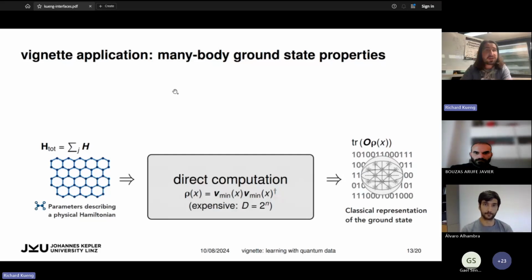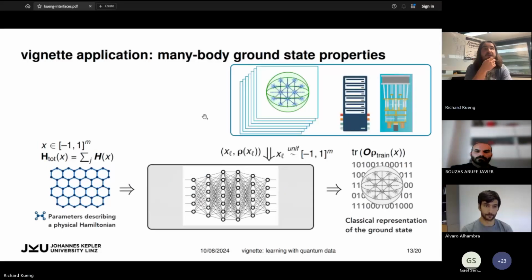The standard way is direct computation, but this is expensive, and we strongly believe that it is expensive in the worst case. And so what we propose is to instead view this as a learning challenge, where the input configurations, the Hamiltonians, are random training data, and efficient classical representations of the ground states are the labels. And then we envision that we have access to many of these training data points, with a random coupling x_l and maybe a classical representation of the associated ground states.